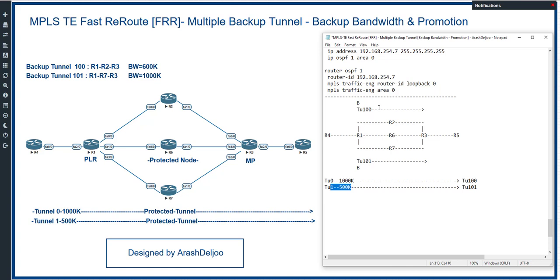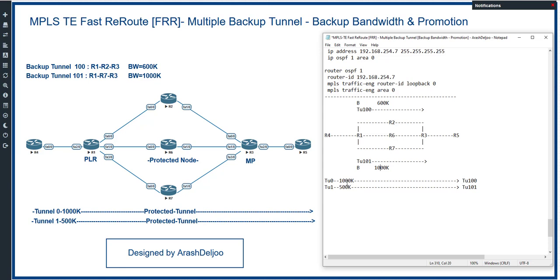Assume that, for example, in the path of tunnel 100 we have 600 kilobit per second of bandwidth, okay, and also in tunnel 101 we have, for example, 1000 kilobit per second of bandwidth. This means that both tunnel 100 and tunnel 101 can be used for tunnel 0 and tunnel 1 if we choose the tunnels correctly, okay.